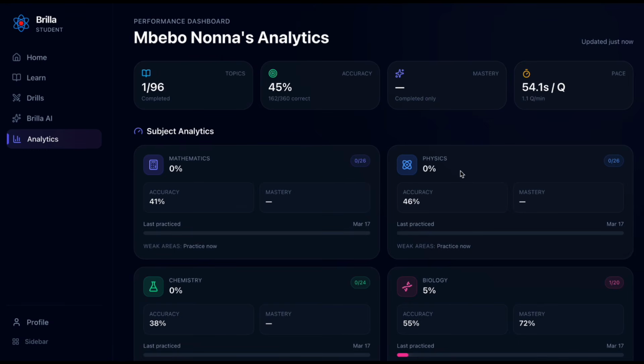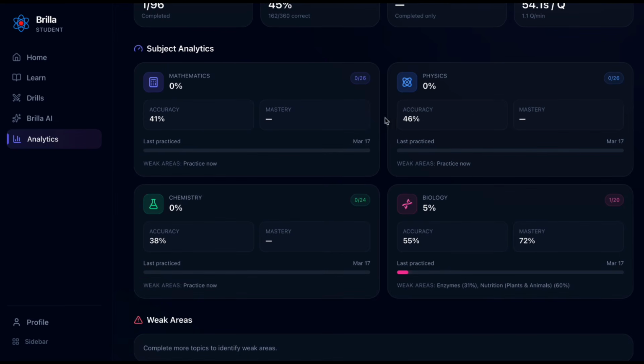So if you go to the analytics page, it gives you analysis on what you've been doing in the app so far. It shows you the number of topics you've completed, if you've completed any, your average accuracy, your average time it takes you to solve a question. This is relevant to the drills page. You have more breakdown, subject level analytics for each of the 4 subjects. It shows you your progress so far.